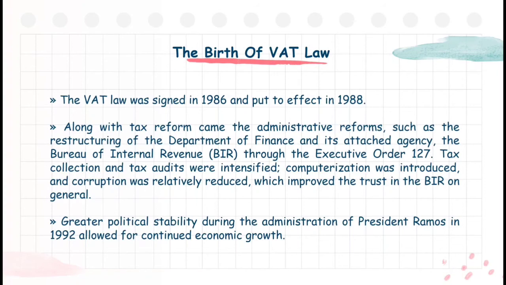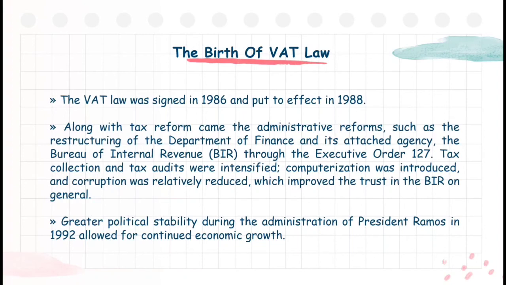Along with tax reform came the administrative reforms, such as the restructuring of the Department of Finance and its attached agency, the Bureau of Internal Revenue, or the BIR, through Executive Order 127. By that, tax collection and tax audits were intensified. Computerization was introduced and corruption was relatively reduced, which improved the trust in the BIR in general. As a result of the tax reform of the Aquino administration, both tax and revenue effort rose, increasing from 10.7% in 1985 to 15.4% in 1992.